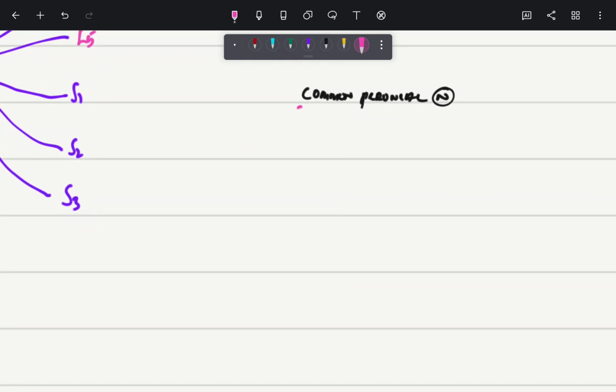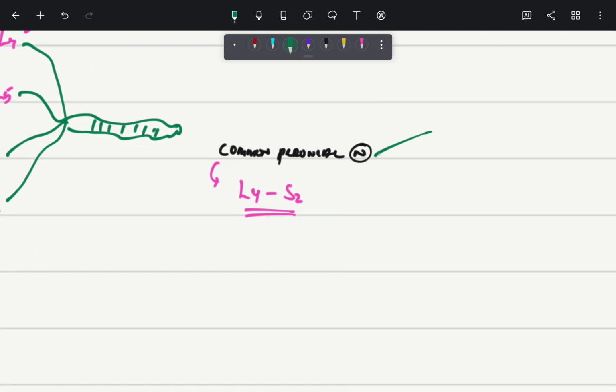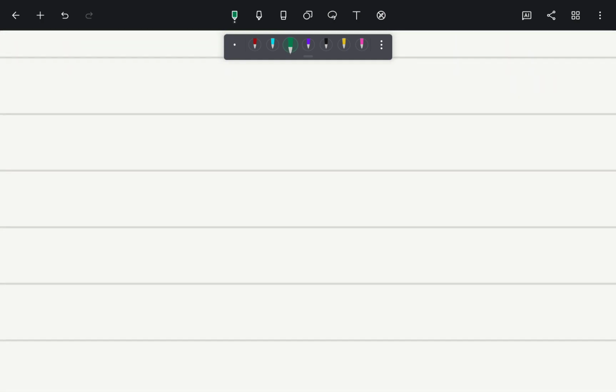And the common peroneal nerve is derived from L4 to S2. So as you can see here, the L4, L5, S1, S2 will fuse together and form your common peroneal nerve. Usually the common peroneal nerve is divided into two nerves. One is your superficial branch and the other one is your deep branch. I hope you are clear with this. Next we are going to see what are the muscles of your thigh.